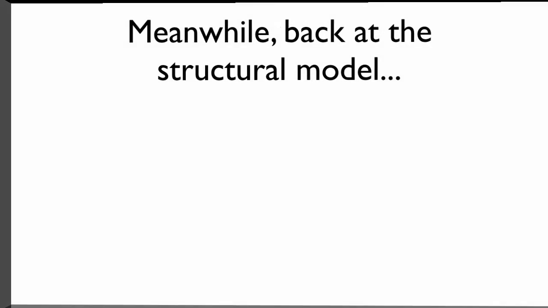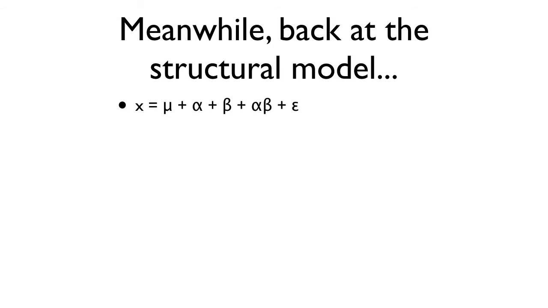All right. So x equals mu plus alpha plus beta plus alpha beta plus epsilon. We have assumptions that are built into the model. The sum of the alpha i's equals 0. What does that mean? That means the elevation or depression due to the level of A that you have.